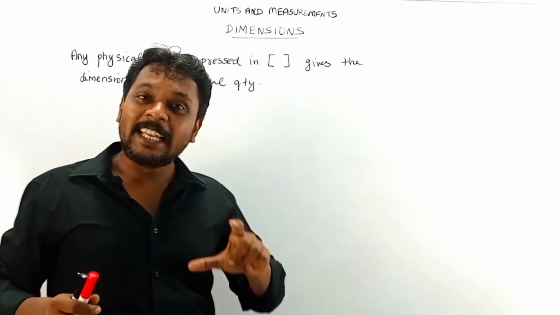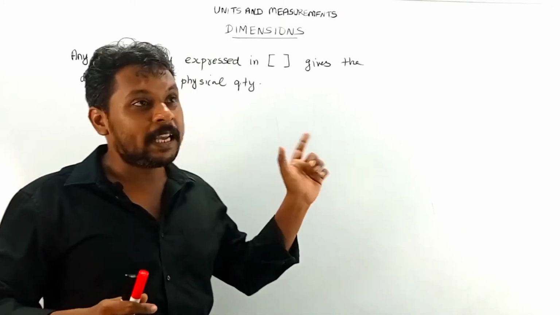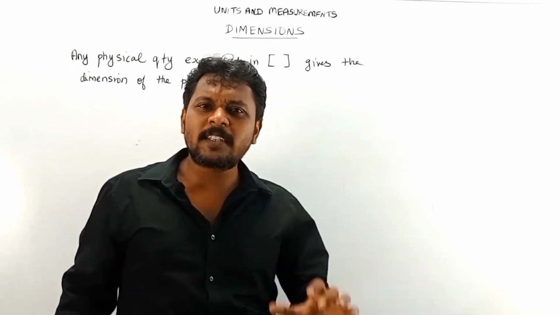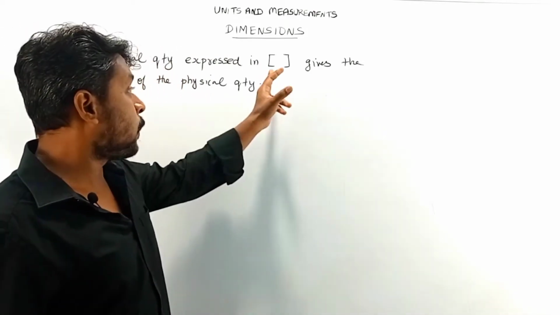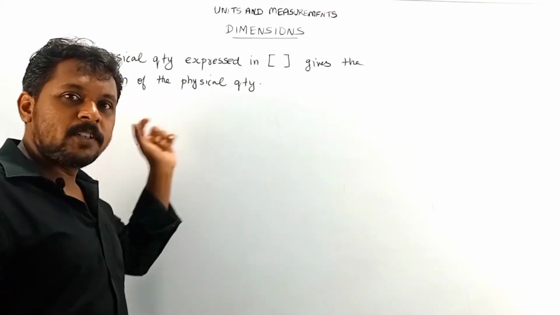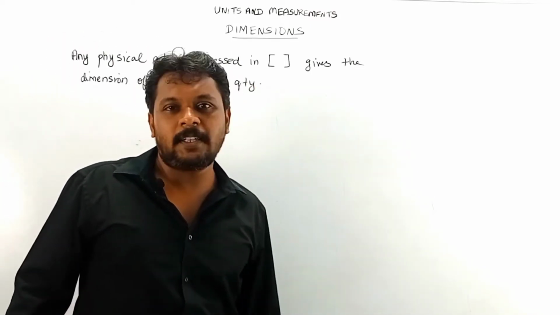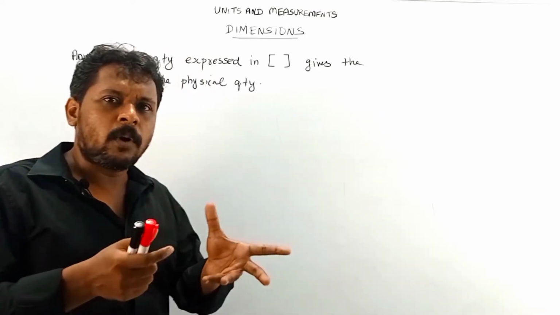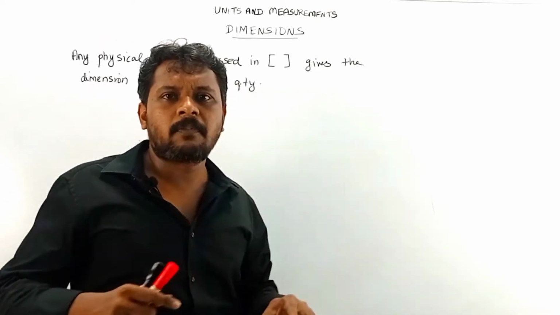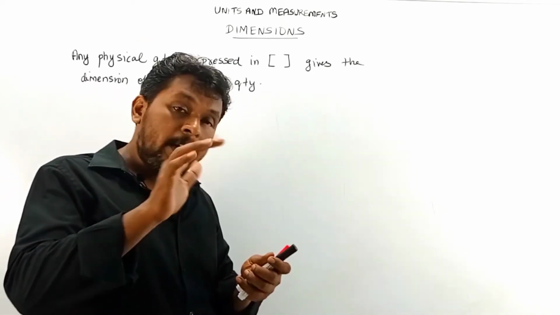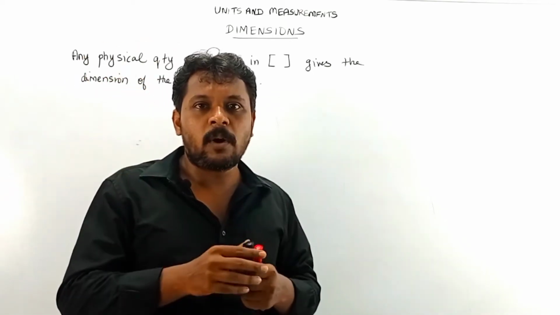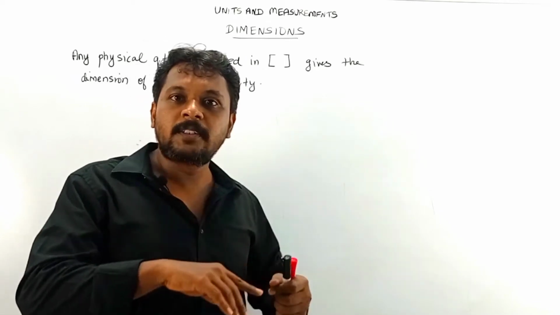Hello viewers, in this video I will discuss the topic of dimensions. So what is a dimension? Any physical quantity expressed in this bracket form will give the dimension of the physical quantity. We have already discussed the two types of physical quantity: one is fundamental quantity, another one is derived quantity.